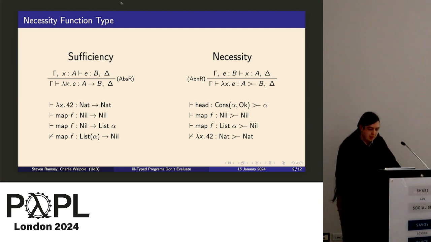So with map f, if you want to get the empty list out, then you are required to give it something of list A. But this type is not the most strict type that you could give it. For our last example here, it would be incorrect to give the lambda x.42 the type nat only to nat, because there is no requirement by this function for its argument to be a natural number. As I said before, you can give this the empty list and it will still produce a natural number.